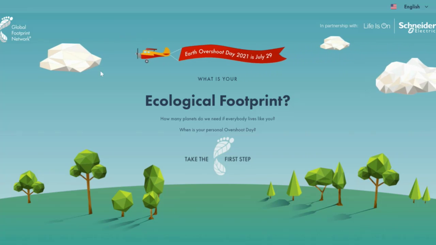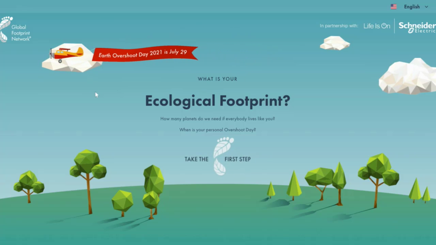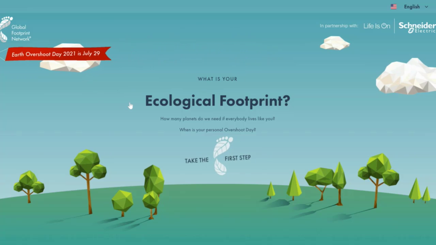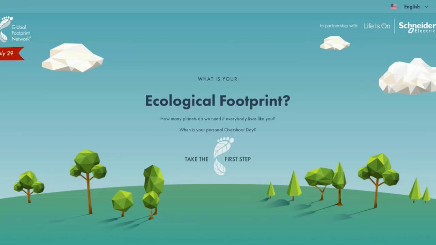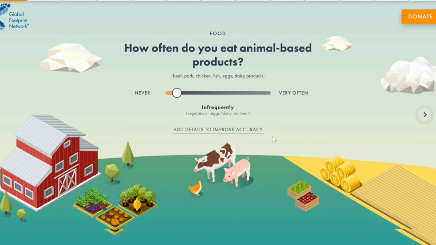As you can see up the top here, we have this little plane showing us that our Earth Overshoot Day for 2021 this year was July 29. So the first topic that the footprint calculator asks us about is food. So this is inherently asking us about the production, harvesting, and the processing of resources for our consumption. So I've already gone ahead and pre-populated my answers for today.